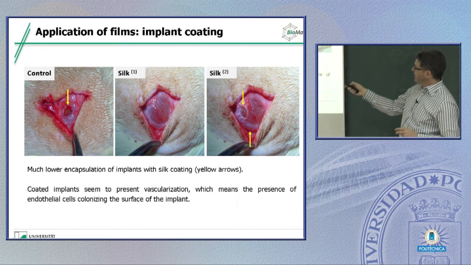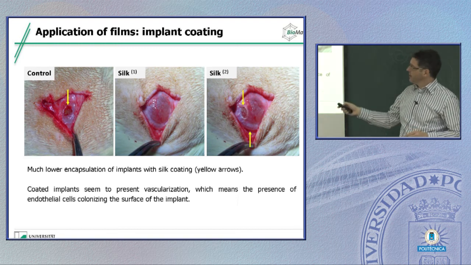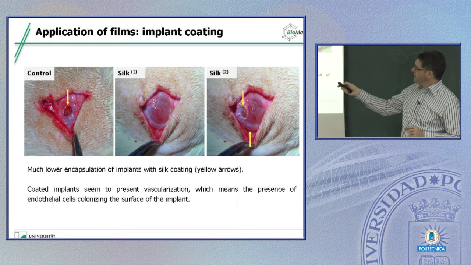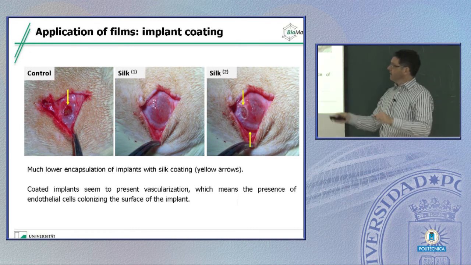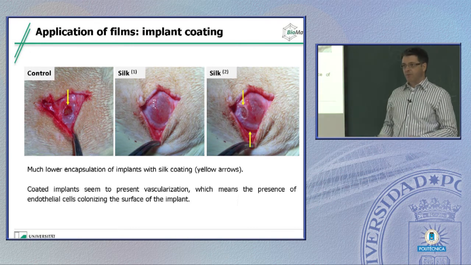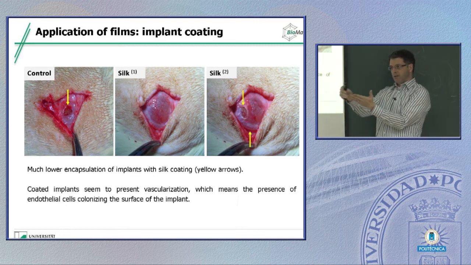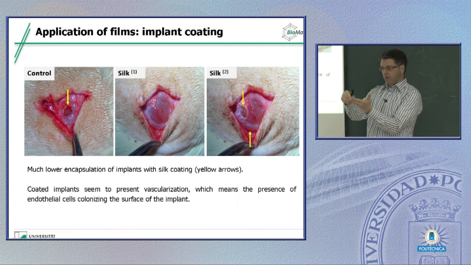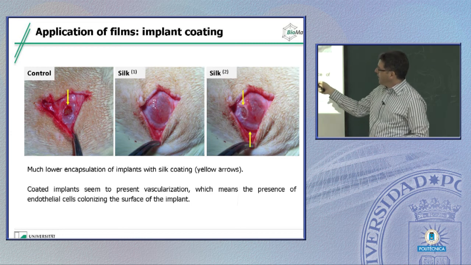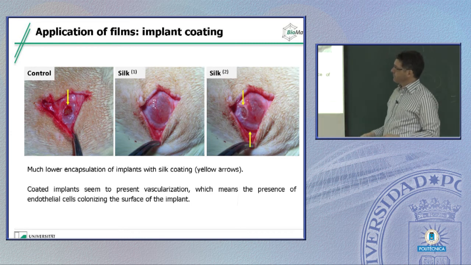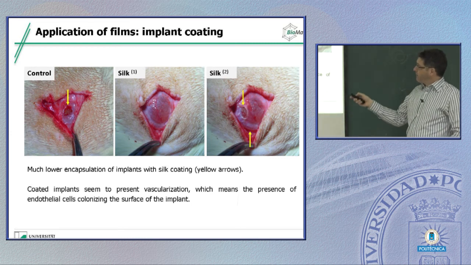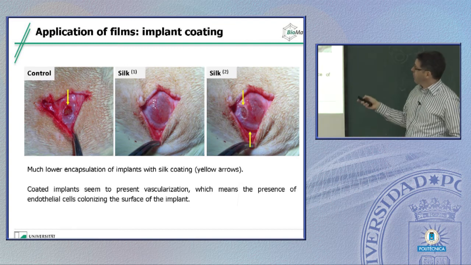And this is the difference. These are the silk-coated implants. As you can see, he just had to make a lesion in the skin, and immediately he saw the implants. And even from outside, even without hurting the rats, you could easily move them around. So they were not coated by a capsule. There was no fibrosis going on.